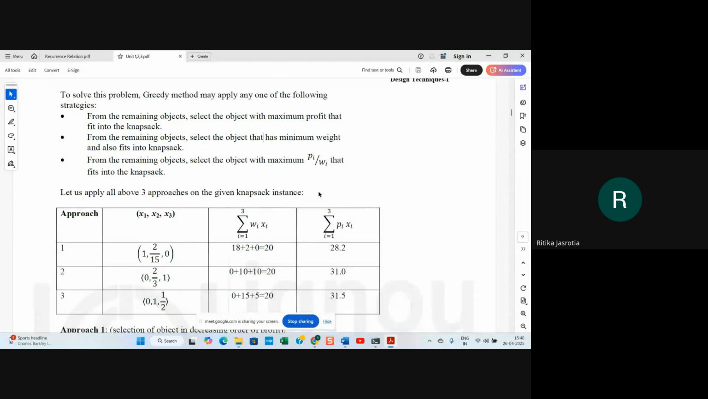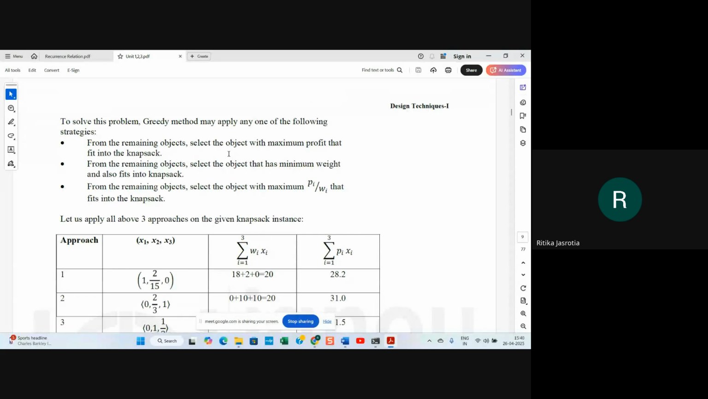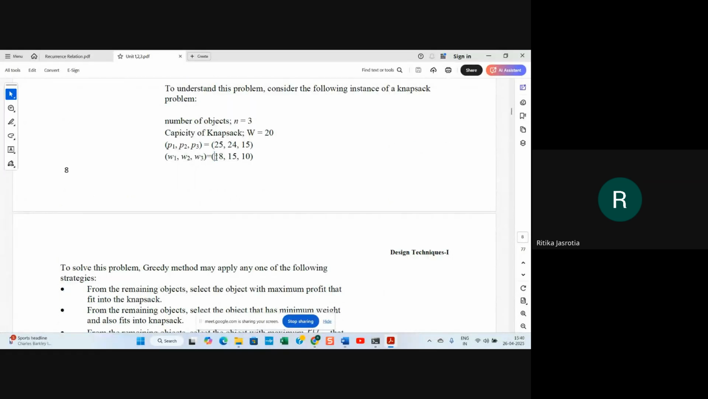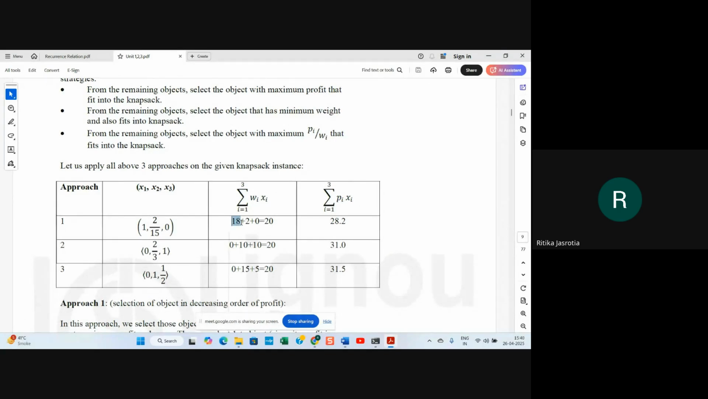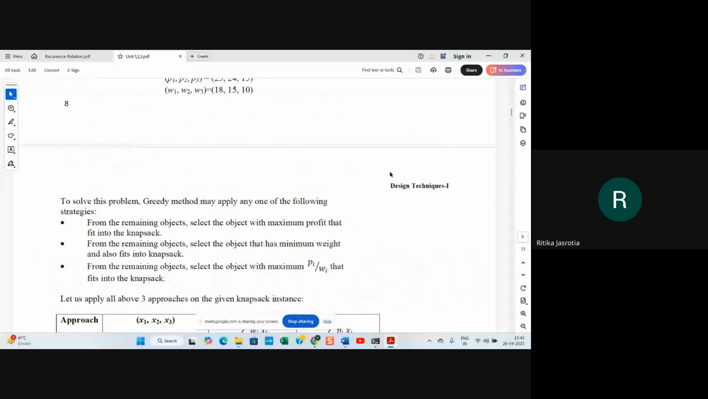If we apply all three approaches, in the first we will take the maximum profit. So select the object with maximum profit. The weights are 18, then 15, then 10. Now the knapsack has only 20 kg weight. So 18 we have selected, and now from 20, 2 kg, or two units, are left.